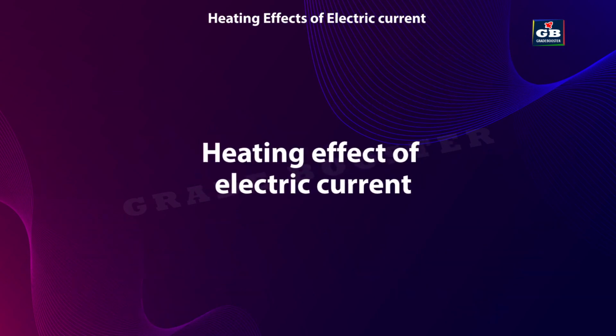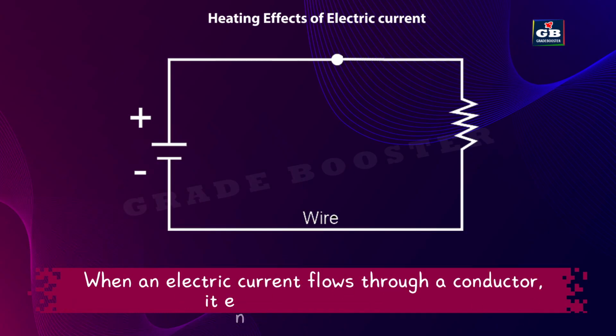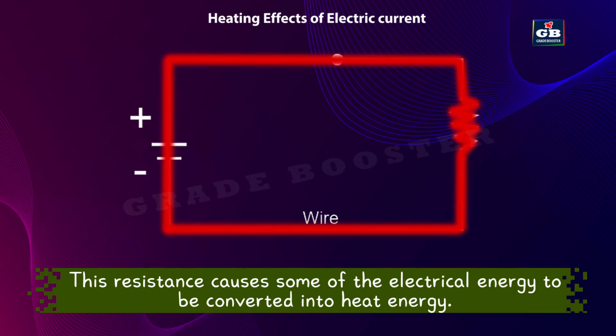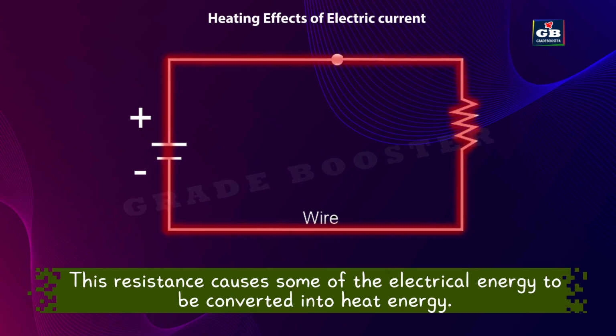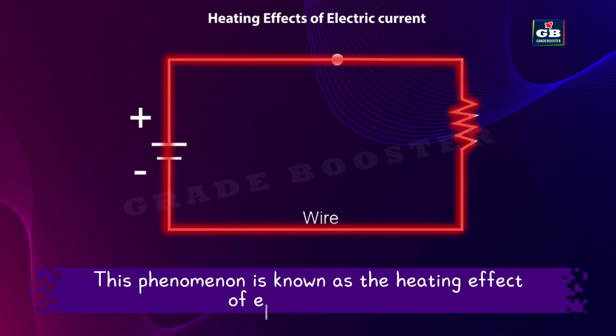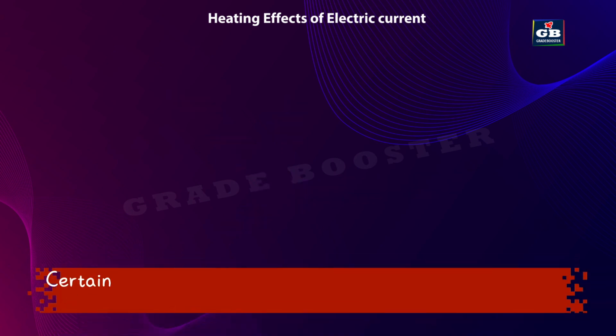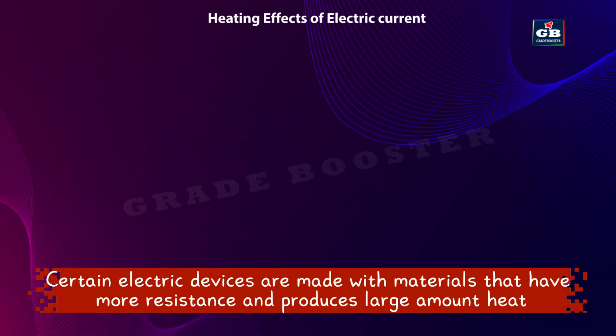Heating effect of electric current. When an electric current flows through a conductor, it encounters resistance. This resistance causes some of the electrical energy to be converted into heat energy. That means, due to resistance in a circuit, a certain amount of electric energy is converted to heat energy. This phenomenon is known as the heating effect of electric current. For example, a fan running for a longer period becomes hot. Certain electrical devices are made with materials that have more resistance and produce a large amount of heat. For example, electric iron.